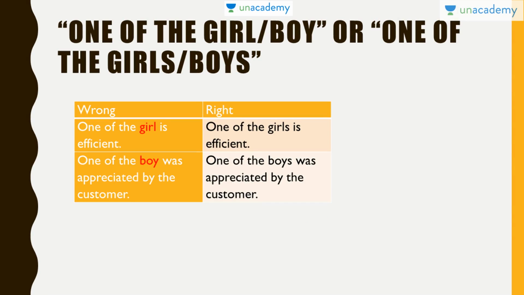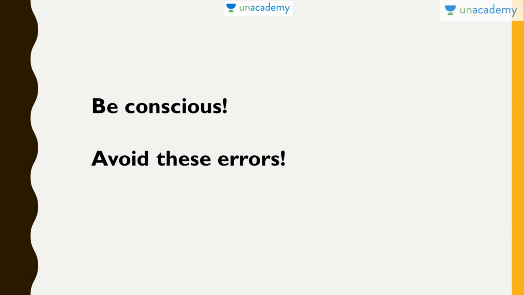One of the girl or one of the girls. I've heard a lot of people say one of the girl. Whenever you use this phrase, you have to say one of the girls, because you're talking about that one girl from a group of girls. So one of the girl is efficient is incorrect. One of the girls is efficient is correct. One of the boy is again incorrect. One of the boys was appreciated by the customer. That's the correct one.